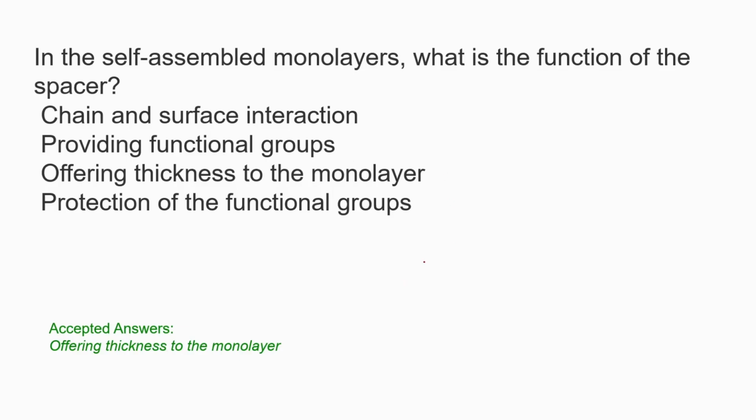So basically, if this is the surface, then in self-assembled monolayers, first there is a ligand that has covalent bonding with the surface, and then there is a spacer, which is basically an alkane chain, and then we have the terminal functional group. So different kinds of these spacers provide a thickness to the monolayer.